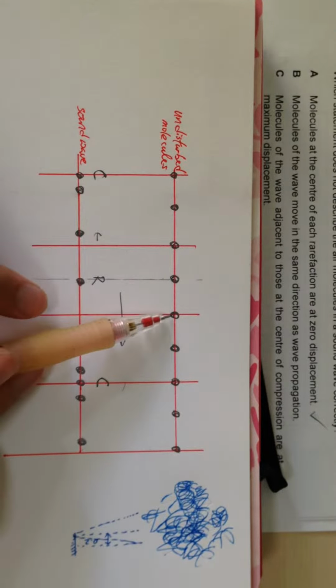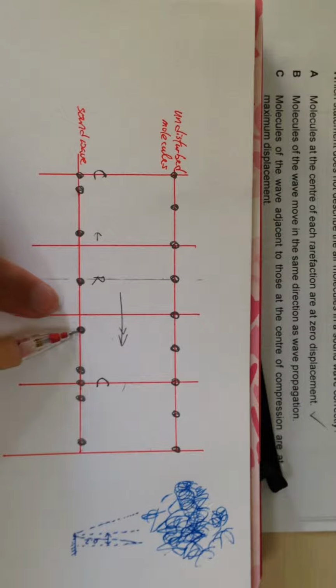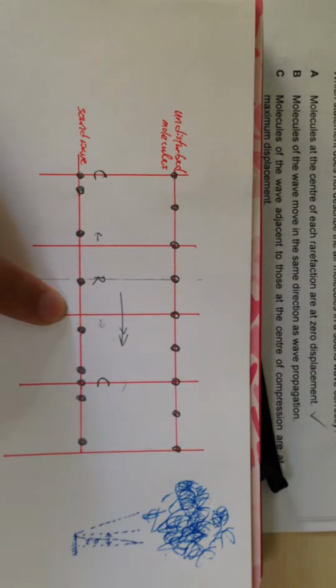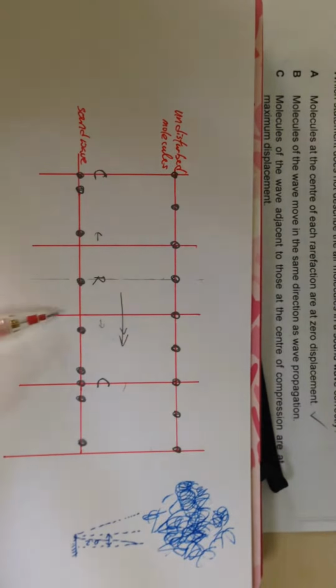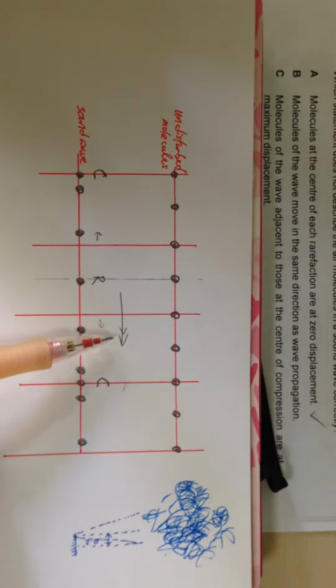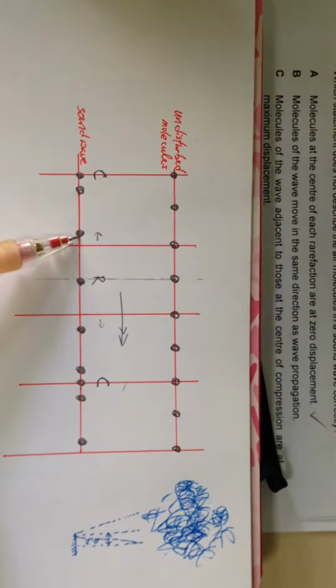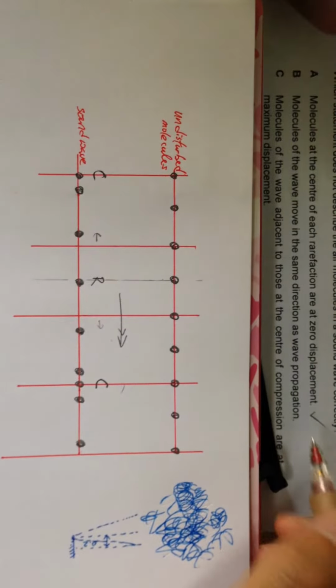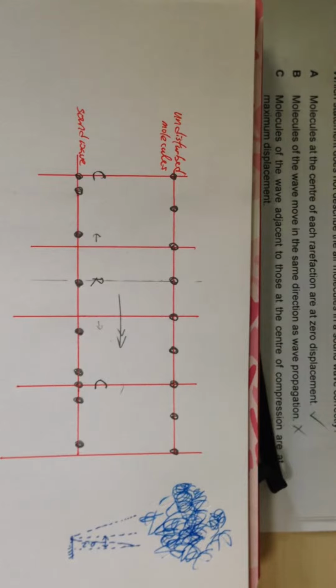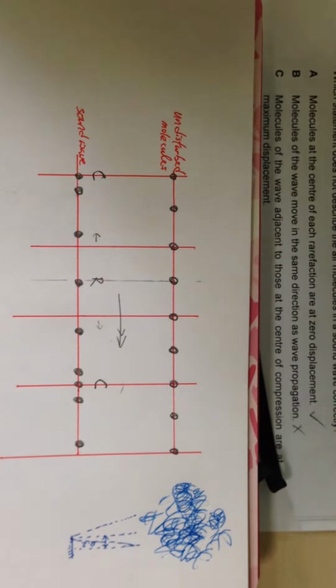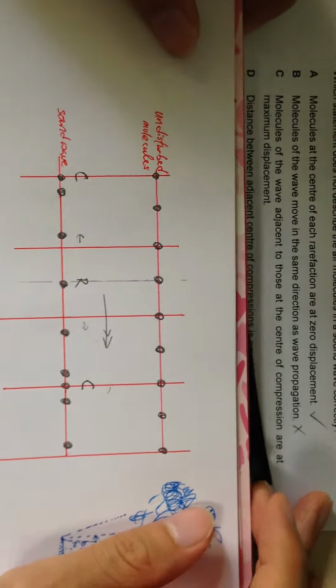If we look at this molecule versus this one, you see that it has actually moved this way. So yes, for some of the molecules it's going to move in the same direction as the wave propagation, but some of them are moving in the opposite direction. Even though it is parallel, it's opposite in direction. So we know that B is wrong. So we got our answer, but for the sake of going through this paper, we just examine each option.